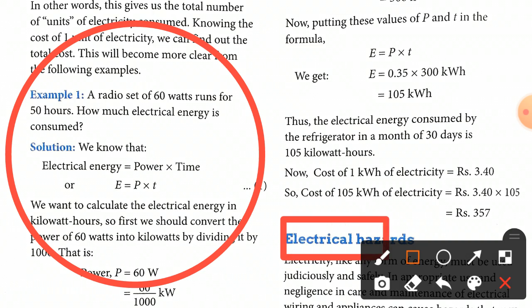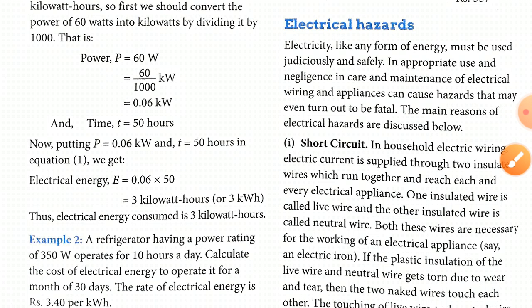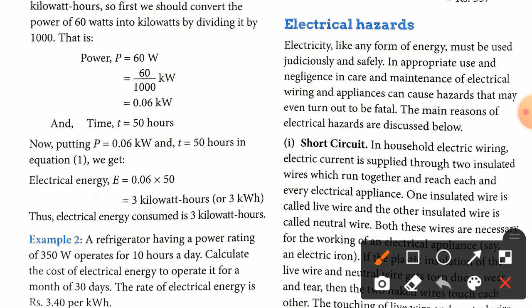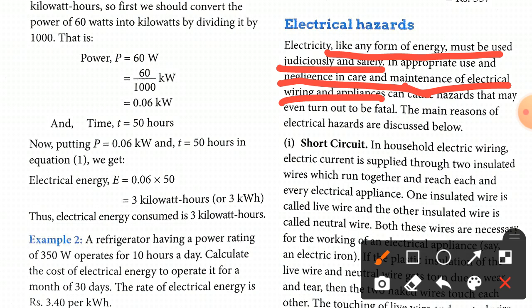You can see here, this is the topic we are taking now, electric hazard. Electricity, like any form of energy, must be used judiciously and safely. You have to take some precautions while using electricity, otherwise you will feel a fatal shock. Inappropriate use and negligence in care and maintenance of electrical wiring and appliances can be hazards that may even turn out to be fatal. The main reasons for electric hazards are discussed below.